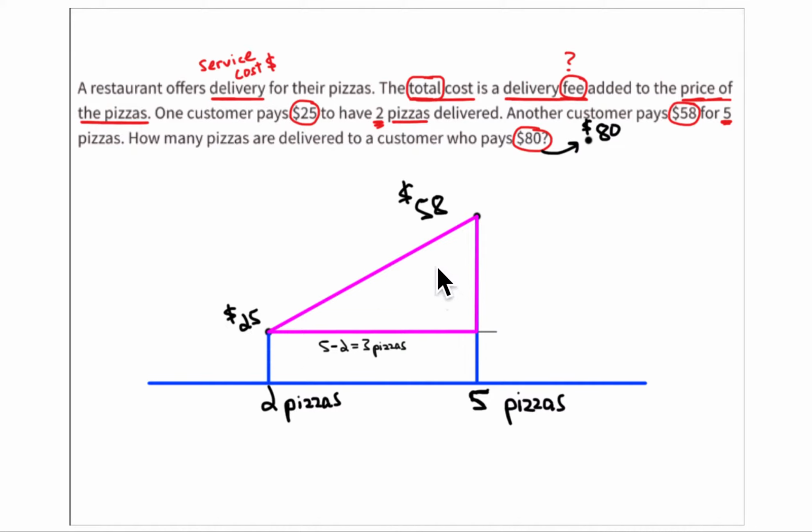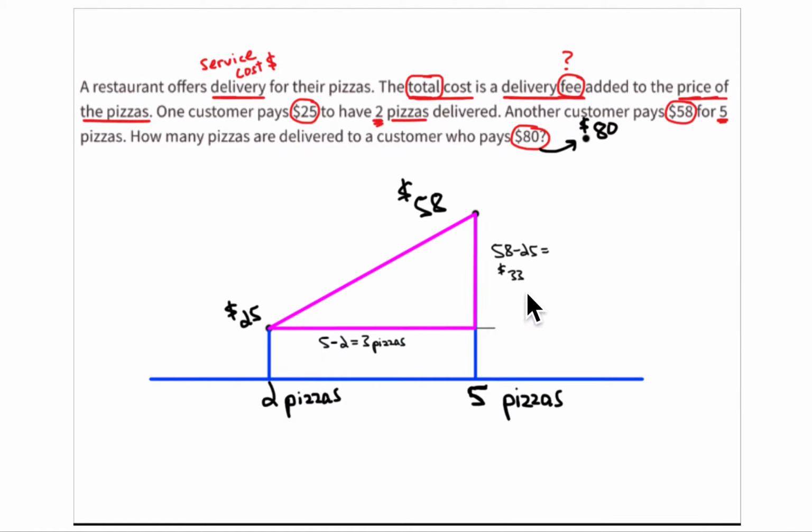And then we're going to slide it over, get rid of the 2 pizzas. Then we're going to slide it down, getting rid of this $25. So this $25 right here, we'll subtract that away from the $58 and slide this down. So then we're going to have the cost of 3 pizzas is equal to $33. So if you went over here and you can imagine going out 3 pizzas and up $33, that would be the proportional relationship. That does not include the delivery fee.